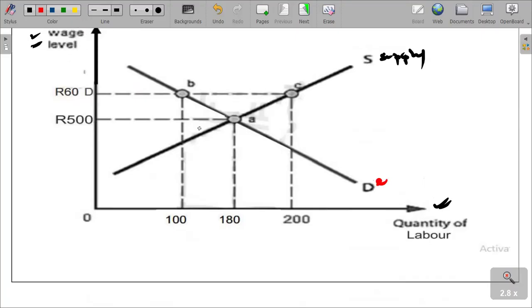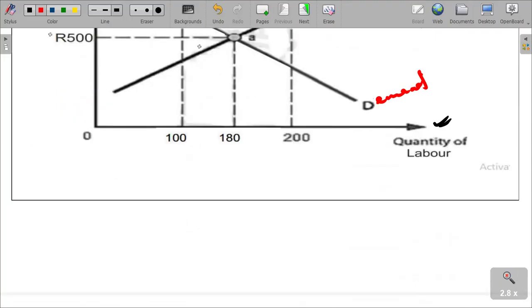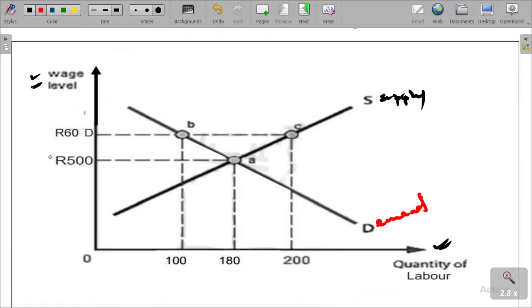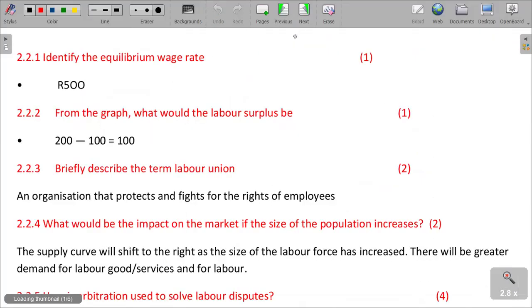So supply and demand, S representing supply, D representing demand. That is what it is. We have got the prices here, 500 rand, and then 60 rand, and then the demand, and then we are looking at points of intersection that are given here that would help us to answer the questions that follow.